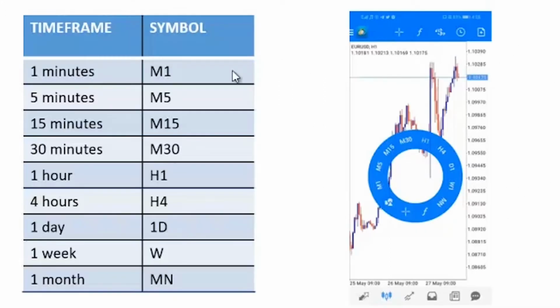You can see here we have 1 minute, which is represented by a symbol of M1. We have 5 minutes M5, 15 minutes M15, 30 minutes M30, 1 hour H1, 4 hours H4, 1 day 1D, 1 week W, 1 month MN. We represent each time frame with this symbol.